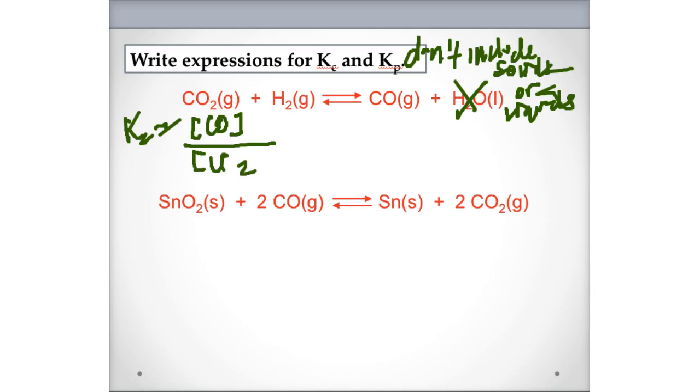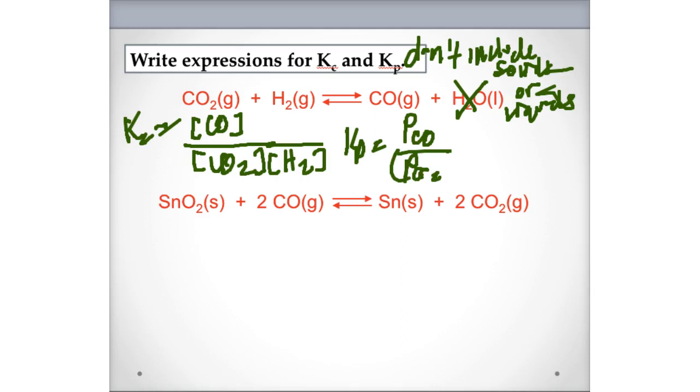times the concentration of H2. Okay, and for Kp, because it is asking for Kp, you just put the pressure of CO over the pressure of CO2 times the pressure of H2. There you go, pressure of H2. I know it's kind of sloppy, my bad.